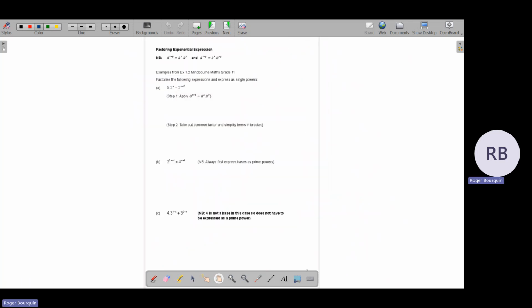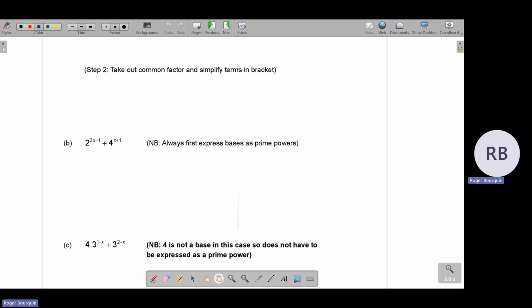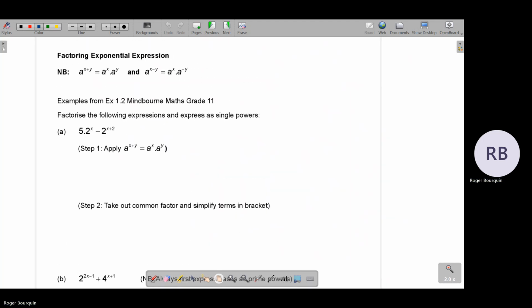Okay, now we move into a slightly different section. Normally up to now, we said that a to the x times a to the y is a to the x plus y, and we've gone in that direction. But likewise, you can go in that direction and rewrite a to the x plus y as a to the x times a to the y. And normally we've gone like that and said a to the x times a to the negative y is a to the x minus y. But likewise, a to the x minus y can be written as a to the x times a to the negative y. And we're going to use that logic in order to factorize.